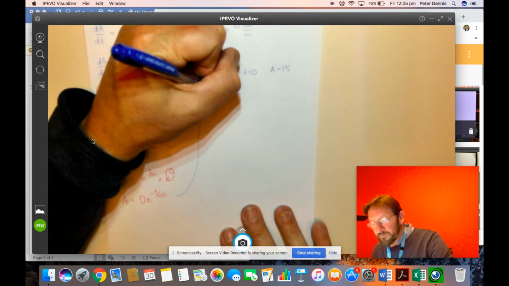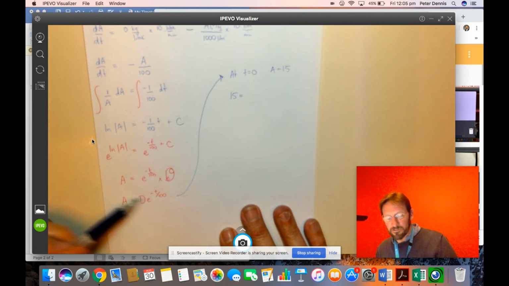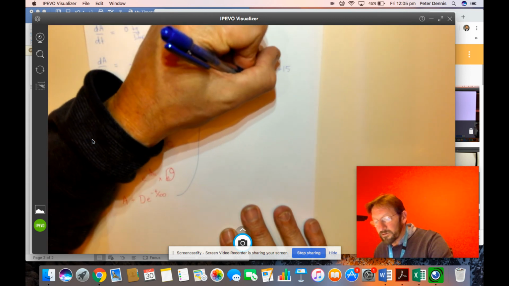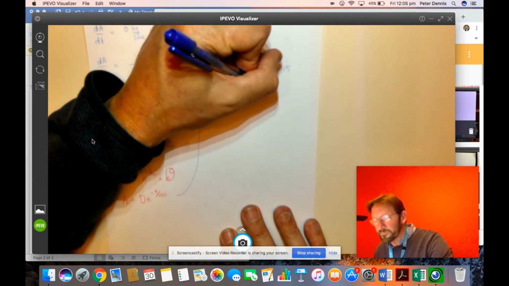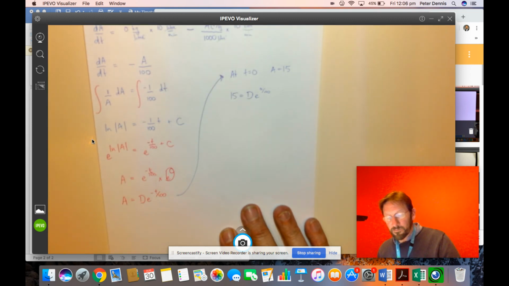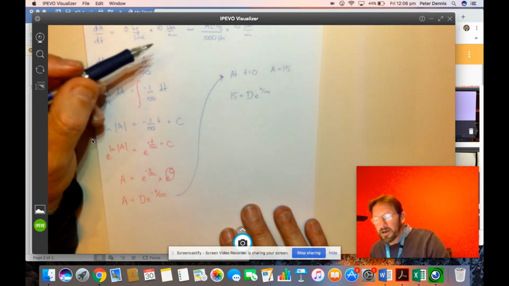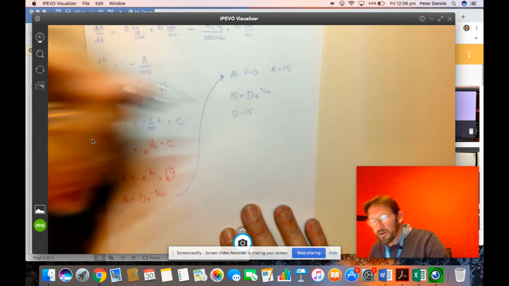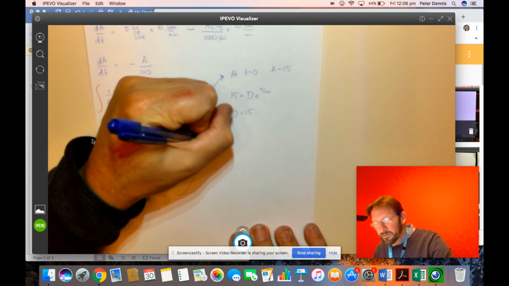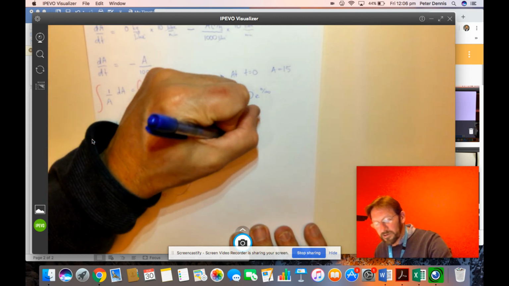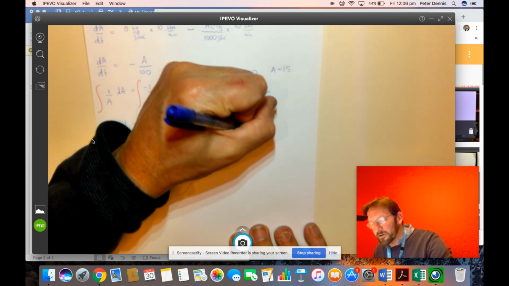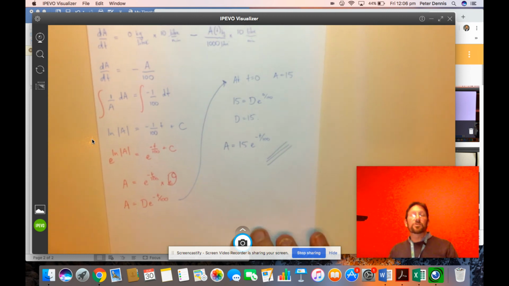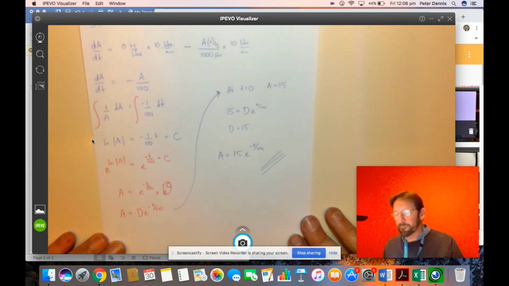So we know that 15 equals D e to the power of 0 over 100. This is 1, so D equals 15. And what we end up with, as our formula, is A equals 15 e to the minus t over 100. And there's our nice formula for the amount of salt in the tank. Okay, thanks.